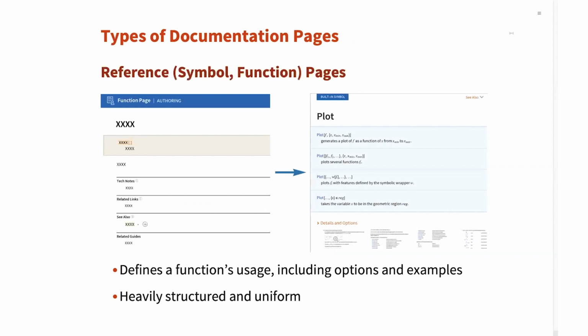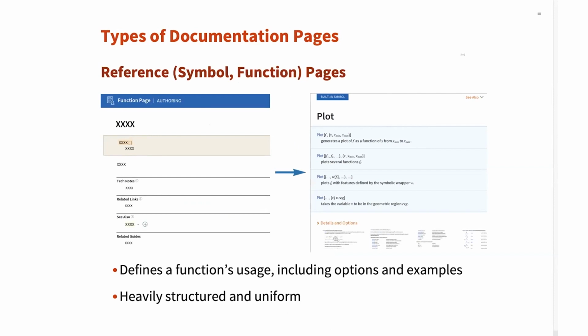Okay, let's talk about some types of documentation pages. Probably the most important kind of documentation that you will be writing is your reference pages. They're also called symbol pages. They're called function pages. Here on the left, we have what it will look like when you're writing it. And then this is just for context, what one might look like after you've built it.